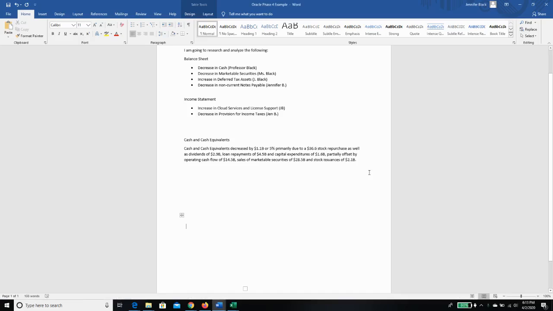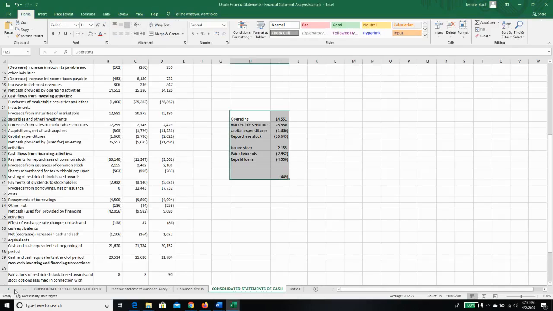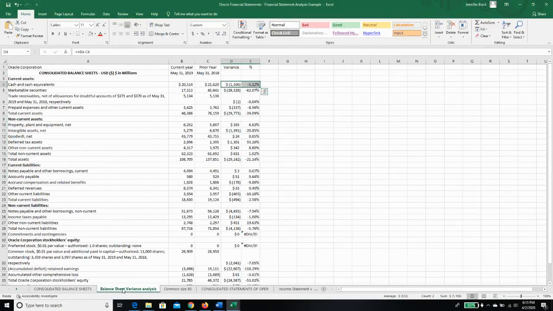So I'm going to go back to what I turned in for phase 3. And I've got all of these things. I already did cash, and I've got my write-up down here. But let me see. Why don't I look at the increase in deferred tax assets? Okay, so I'm going to go to my financial statements, and I'm going to go back to my balance sheet variance analysis, and I'm going to see that my deferred tax assets, oh my goodness gracious, look at that. They increased by 93%, 1.3 billion or 93%. So I want to find out why the heck that happened.